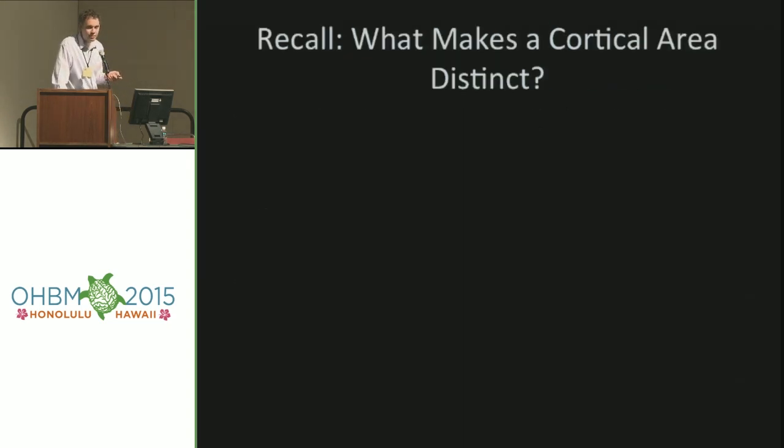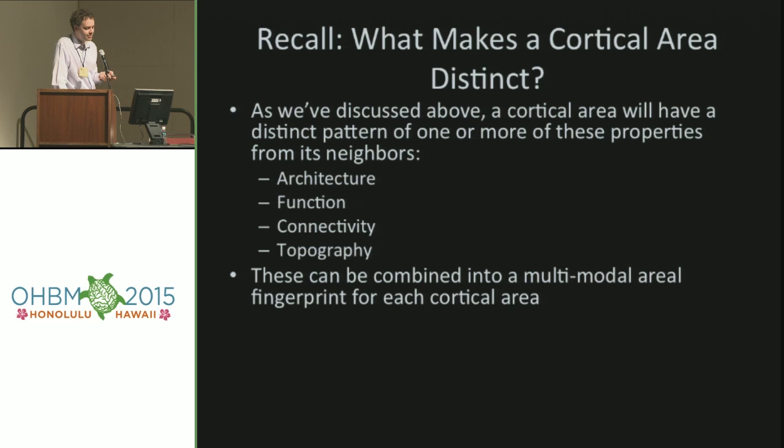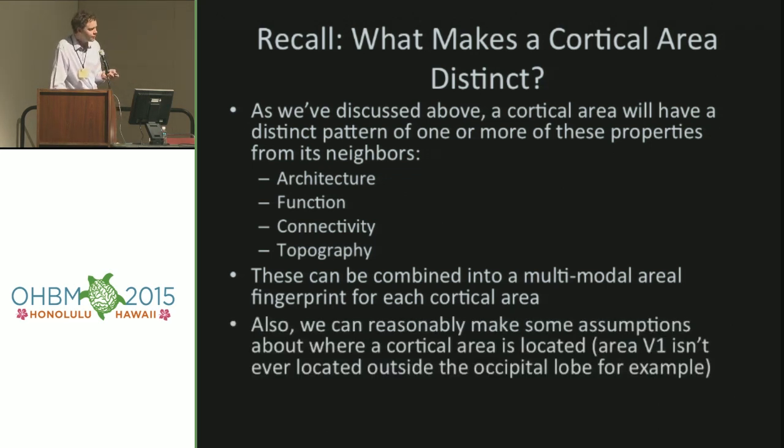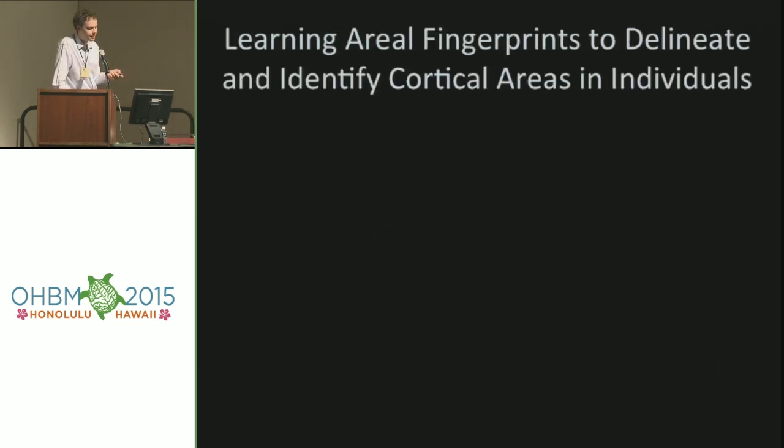So let's recall what makes a cortical area distinct. A cortical area should have a distinct pattern in one or more of architecture, function, connectivity, and topography from its neighbors. And we can combine all these into a multimodal areal fingerprint for each cortical area. We can make some reasonable assumptions about where a cortical area is located. For example, we don't ever expect V1 to be located outside of the occipital lobe. And we'll use these neuroanatomical properties to find group-defined cortical areas in individuals.